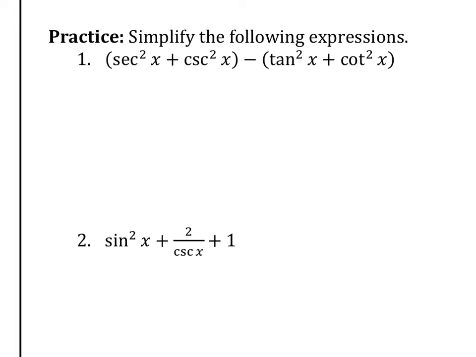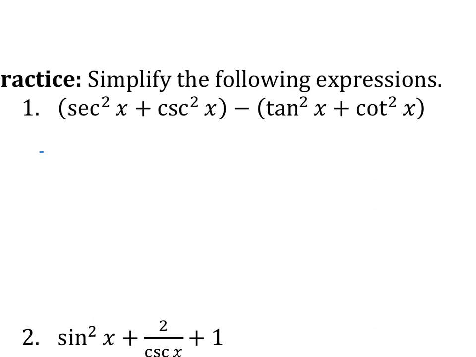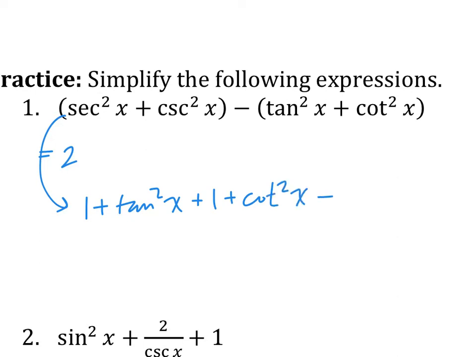Okay, go ahead and do this. Let me know when you're done. Okay, most of you have the answer. Number 1, the answer is 2. So notice that you can use the Pythagorean identities for changing a lot of these to the other functions. So secant squared is the same as 1 plus tangent squared. And then cosecant squared is the same as 1 plus cotangent squared. Okay, so then minus tangent squared minus cotangent squared. That's all going to cancel, so you just have a 2.